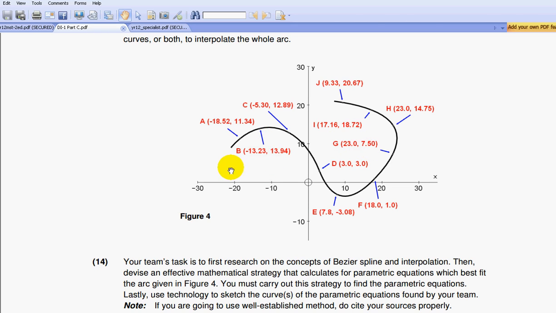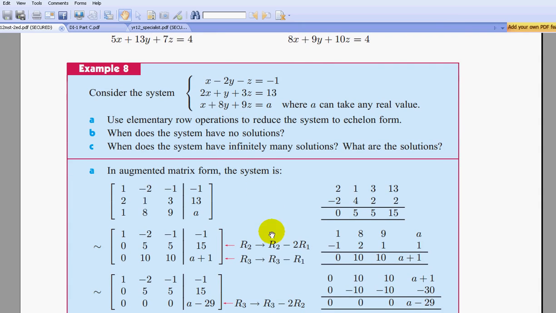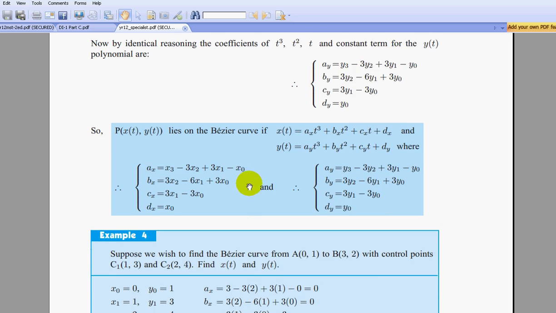Once you have decided what to do, how many splines you want to do for interpolations, you come to this problem here. You have system equations, and they look something like this. Because I'll show you why.